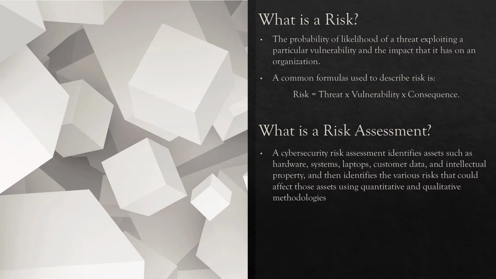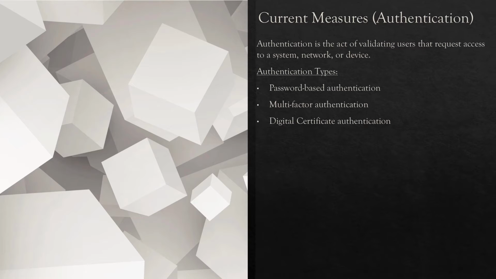Now to move on to current measures. The first current measure we will talk about is authentication. Authentication is the act of validating users that request access to a system, network, or device. There are several different authentication types, 3 of which we will talk about today. The first is password-based authentication, which is a process that involves a user inputting a unique set of credentials such as username and password that are then checked against stored credentials.